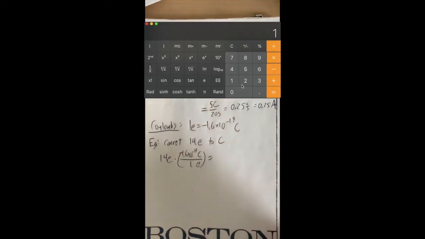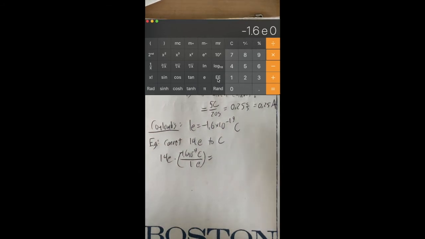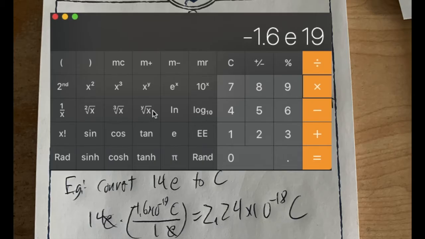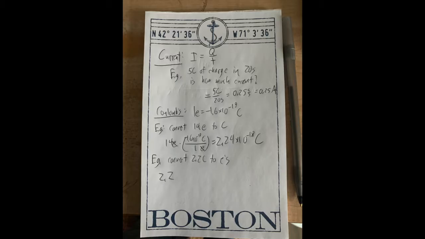So in your calculator, it's 14 times 1.6 negative. And then E is power of 10 to the 19 negative. This style of calculator, you have to put negative afterwards instead of before, just this style of calculator. So you get your answer, 2.24, and then the E means times 10 to the power negative 18, a tiny, tiny fraction of a coulomb.